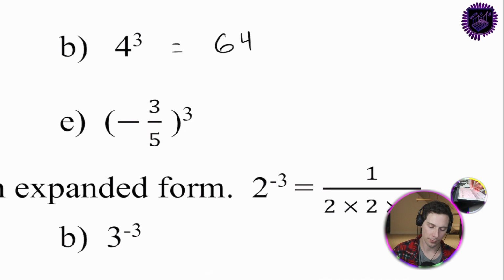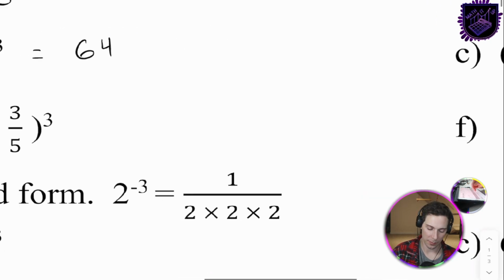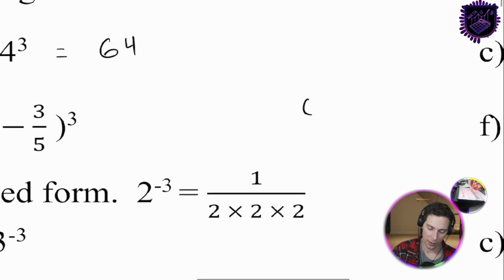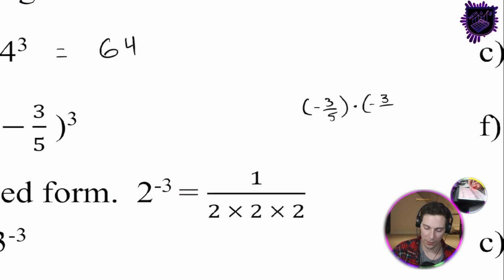-3/5. All right, so let's write this out in expanded form. We have some space here. So we have -3/5 times -3/5 times -3/5.